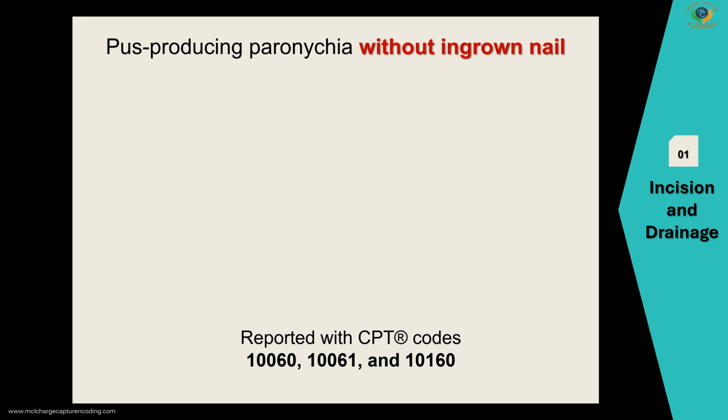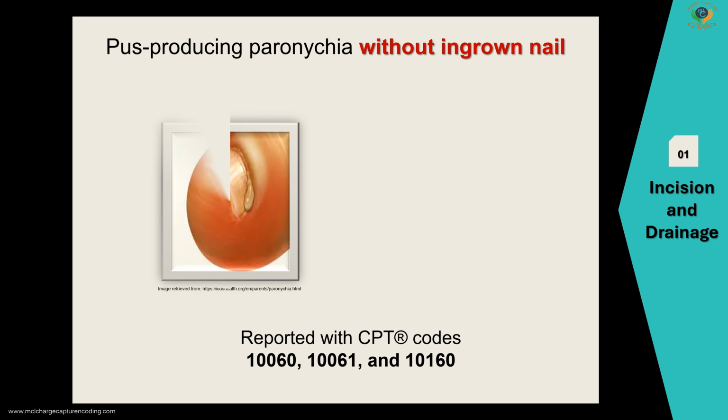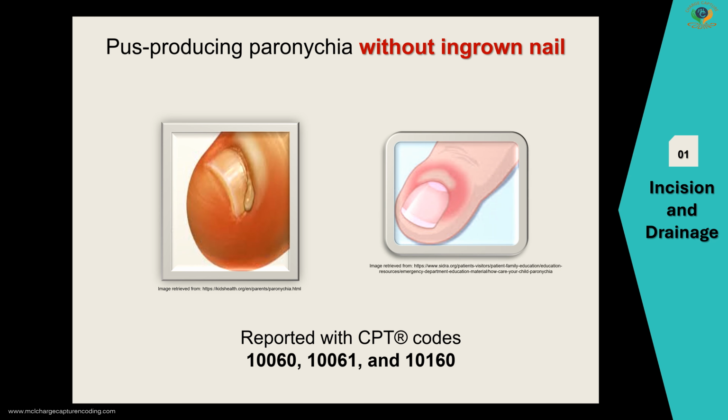Coders who code podiatry, when the indication was abscess involving pus-producing paronychia without ingrown nail and the podiatrist performed an incision and drainage procedure or puncture aspiration procedure, reference your CPT code and look for codes 10060, 10061, and 10160. Then, select the appropriate code according to its description that justifies the procedure notes. Remember, there must be no ingrown nail involved if you are reporting these codes.